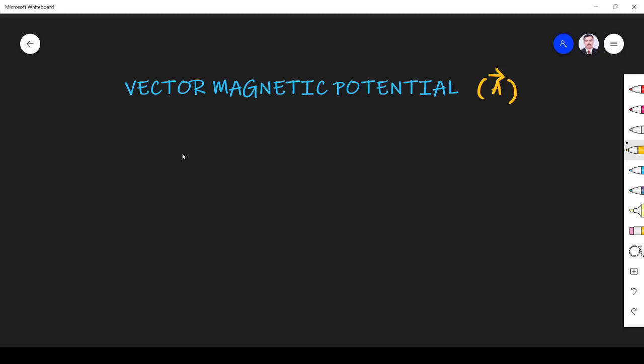Hi students, welcome to the session on vector magnetic potential A. We know that in an electric field the source is scalar charge, so it has only magnitude, hence it produces only scalar potential V. But in a magnetic field the source is what? Vector, the current element IDL. So it produces both scalar magnetic potential and vector magnetic potential A.